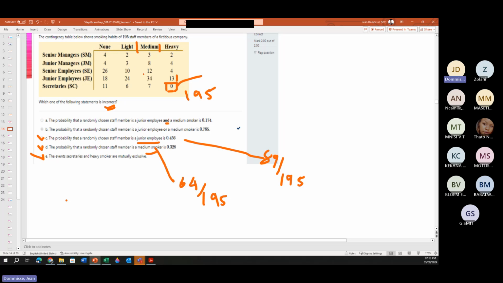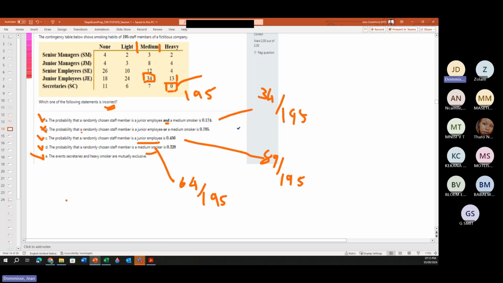Then the next one is the and, which is always the easier one because it is just the value. The probability that a randomly chosen staff member is junior and a medium smoker. So it's 34 divided by 195, which is 0.174. So that's also correct.